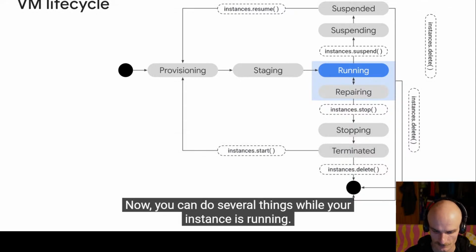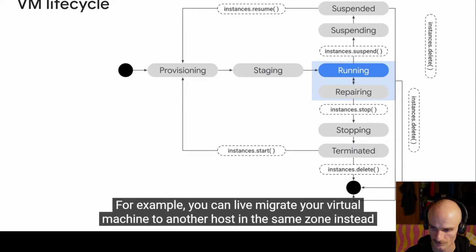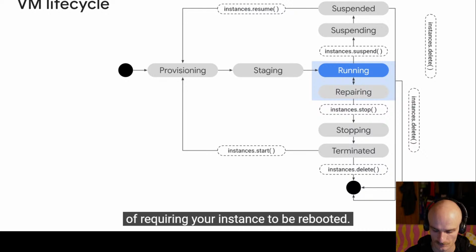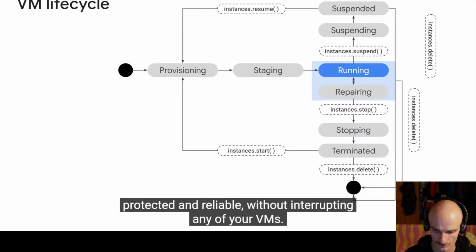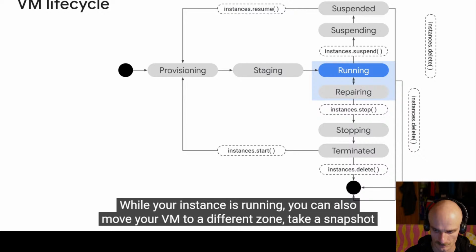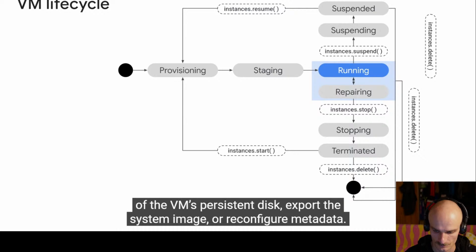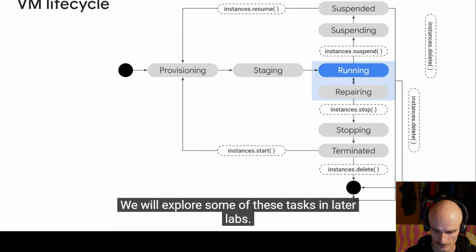Now, you can do several things while your instance is running. For example, you can migrate your virtual machine to another host in the same zone instead of requiring your instance to be rebooted. This allows Google Cloud to perform maintenance that is integral to keeping the infrastructure protected and reliable, without interrupting any of your VMs. While your instance is running, you can also move your VM to a different zone. Take a snapshot of the VM's persistent disk. Export the system image, or reconfigure metadata. We will explore some of these tasks in later labs.